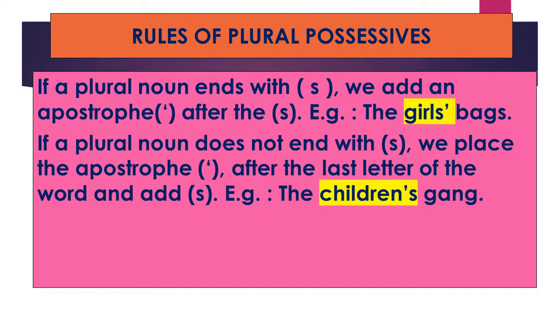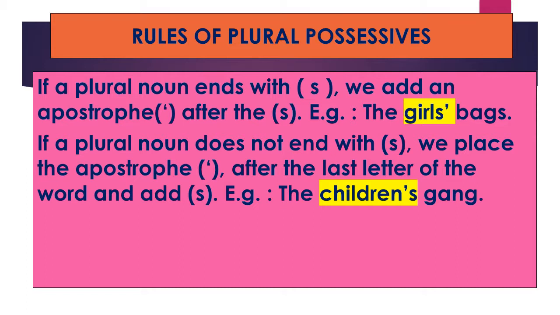So if you have observed the before slide, for the word girls, the apostrophe is put after S. For the word children's, the apostrophe is put before S. Why is this difference? Let us know the rules. If a plural noun ends with S, we add an apostrophe after the S. Suppose girls. The word has S in the end. So if a plural word has an S in the end, the apostrophe will be added after the S.